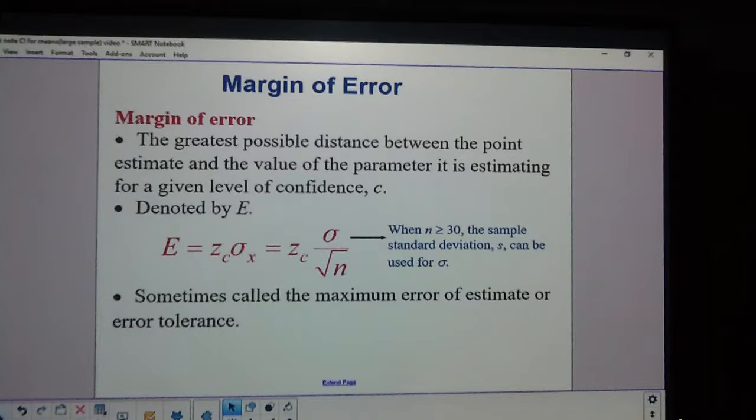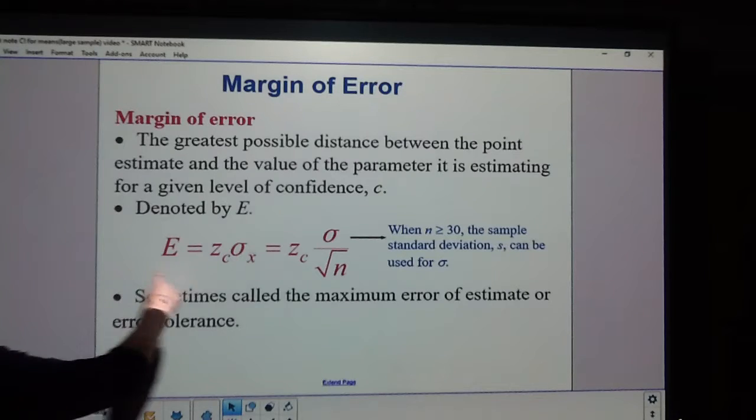The margin of error is the greatest possible distance between the point estimate and the value of the parameter it is estimating for a level of confidence that the book will always tell you. I want maybe a 95% confidence or 98. So they'll tell you what that is.